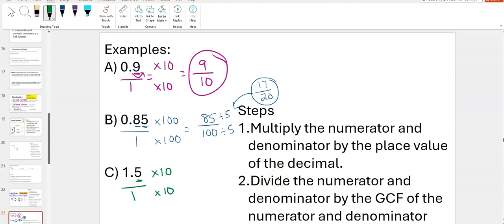Okay, so down here, when I multiply by 10, I move my decimal point, and this becomes a 15 over 10, divide by the GCF of 5, and I get 3 halves, 3 over 2. Pause the video now and make sure you have this all written down.